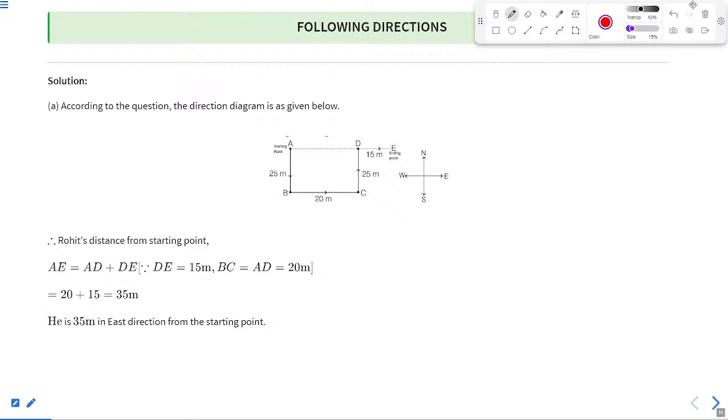The direction diagram is as given below. A to B 25 south, B to C 25 meters east, C to D 25 meters north, D to E 50 meters east. So difference is 35 meters east.